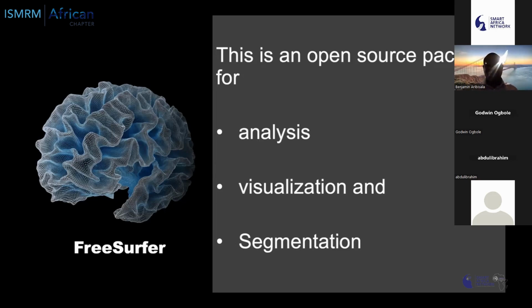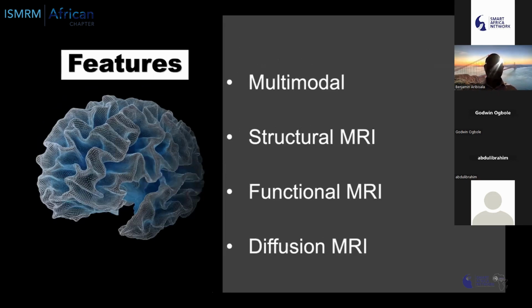As I mentioned, it allows you to do segmentation. It has a visualization module, and you can do registration as well. Just to mention that it can work on multimodal images, just like FSL and others. So you can use it for structural, functional, resting state, and diffusion images, all these kinds of images, largely brain images. FreeSurfer can let you do anything you want to do.